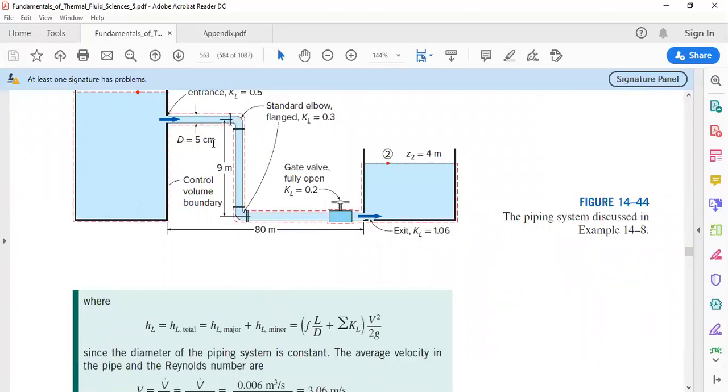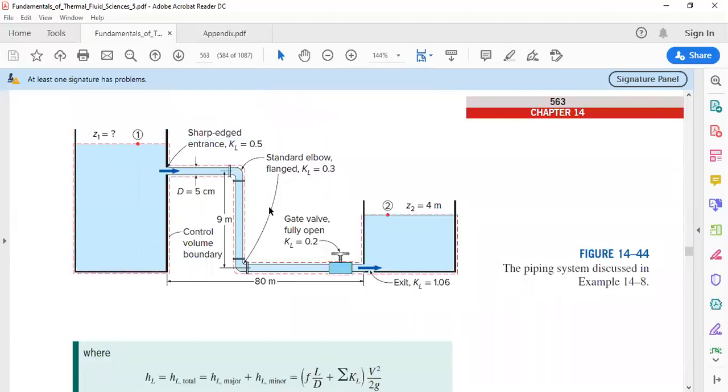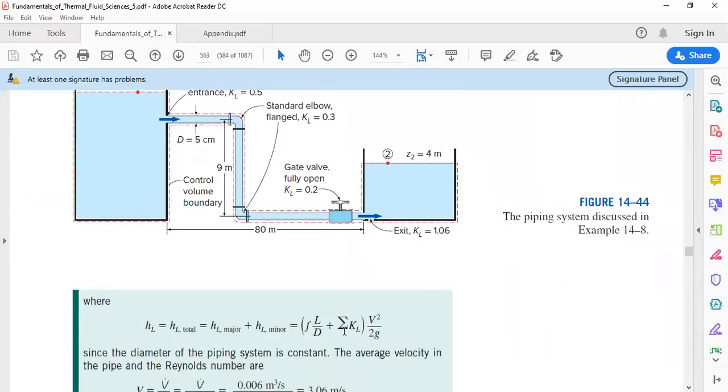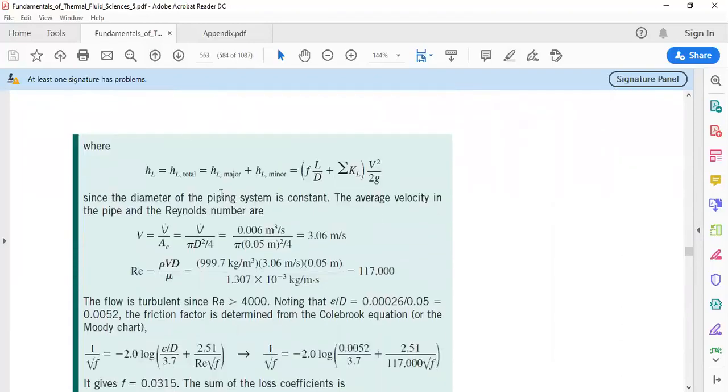We need to convert it to meters to be consistent in the units. The summation of KL comes from table 14.4. For the sharp edge, it's 0.5. We have two elbows, so two KL for the elbows, plus the KL for the gate valve, fully open, which is 0.2, plus the exit. We still need to find the friction factor, so we need to determine the Reynolds number. The velocity is the volume flow rate divided by the cross-section area, which is 3.06 meters per second.